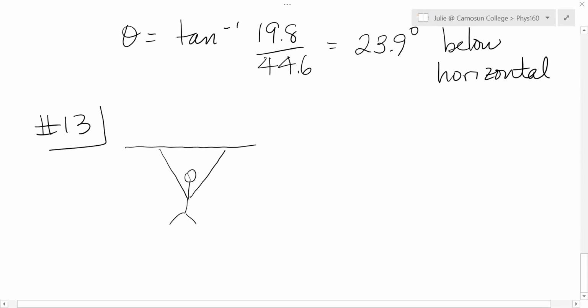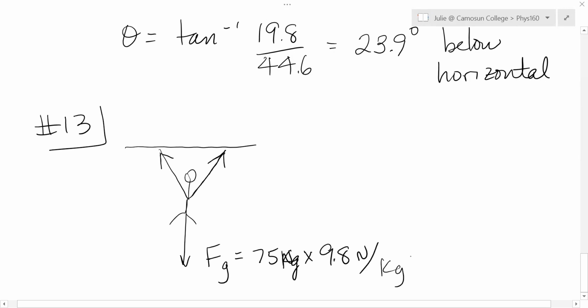Two arms. And we want to know what the force is along the arm. So the force on your arm is holding him up. Force of gravity is pulling him down. So we can get that force of gravity immediately. It's 75 kilograms times 9.8. And so that gives us 735 newtons.